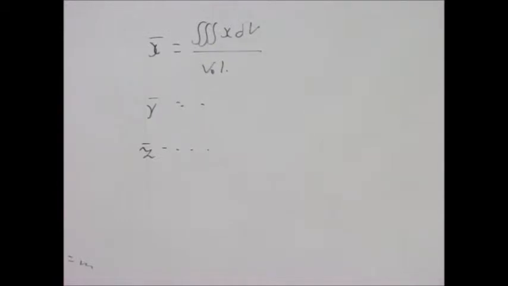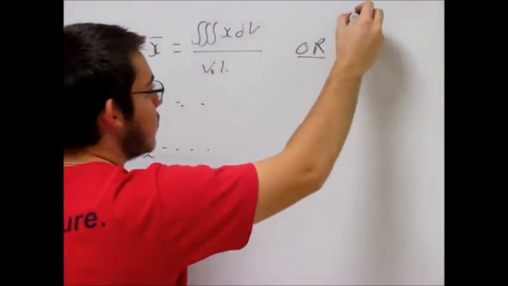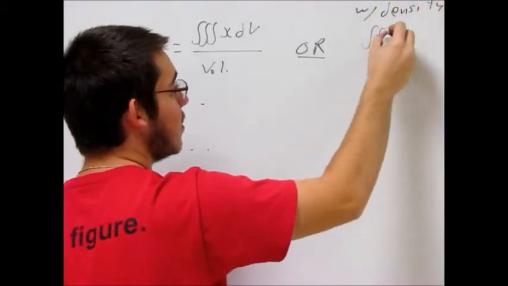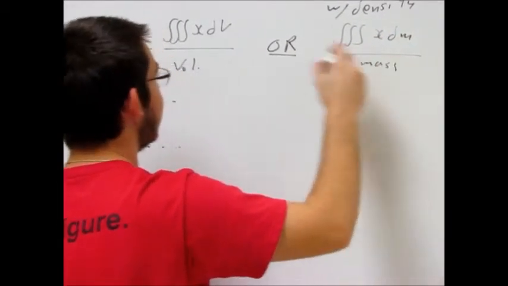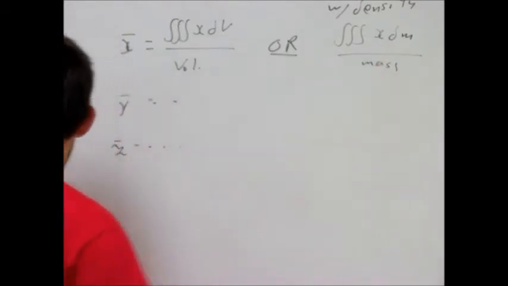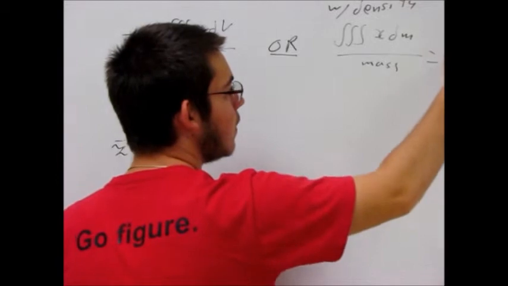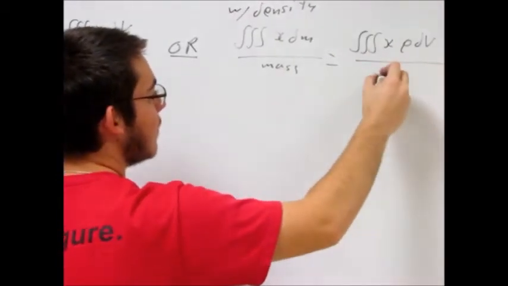Or if you want the center of mass of a region that actually has variable density, that's not uniform, then of course you would integrate with density. You would get the integral of x dm over the mass instead of dV over the volume. And of course dm is really the density dV. So it's x times density, rho dV, over mass.